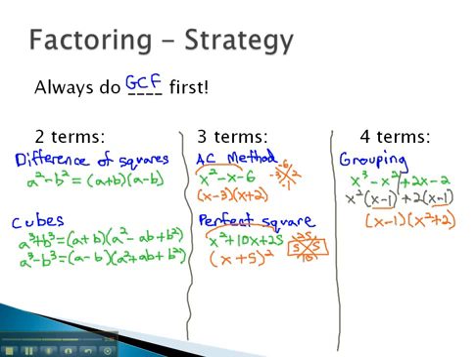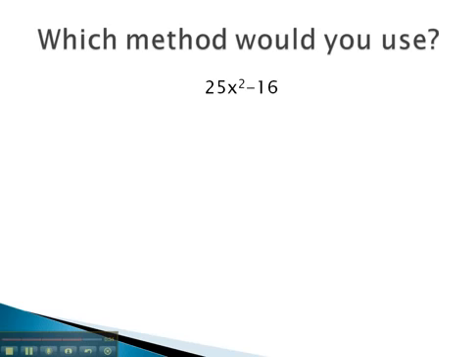Keeping in mind the number of terms and doing the GCF first, we can factor several types of polynomials. Let's take a look at some examples, and rather than factoring them, let's just decide which method we would use in order to factor that expression. In this first example, we notice there is 2 terms. 2 terms subtracted with a square. That would suggest we're talking about a difference of squares, which factors to the sum and difference of the square roots.